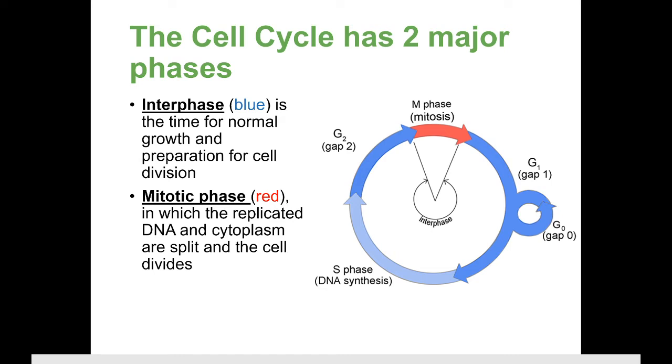The cell cycle has 2 major phases, interphase and the mitotic phase. And you can see the interphase there because it's all in blue. It's a time for normal growth and preparation for cell division. So if I said, does the cell spend the majority of its life in interphase or the mitotic phase, you would say interphase. The interphase is comprised of a G1, an S phase, and a G2. The mitotic phase is the phase of mitosis in which the DNA and cytoplasm are split and the cell physically divides.